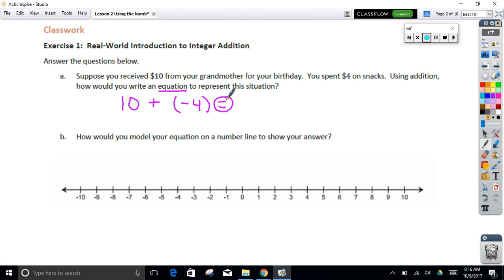Okay? So what would the answer be? If you have $10 and you spent $4, how much would you have left? Elena? You would have $6 left. So that's the equation they're looking for.